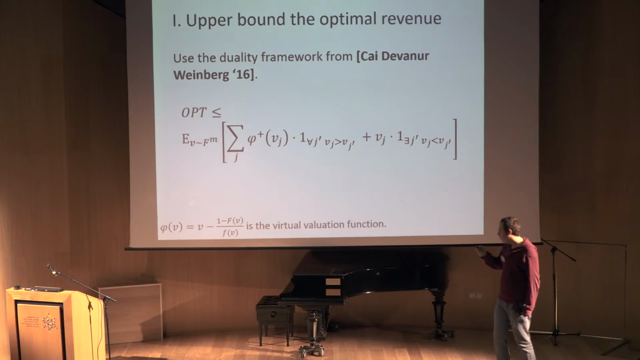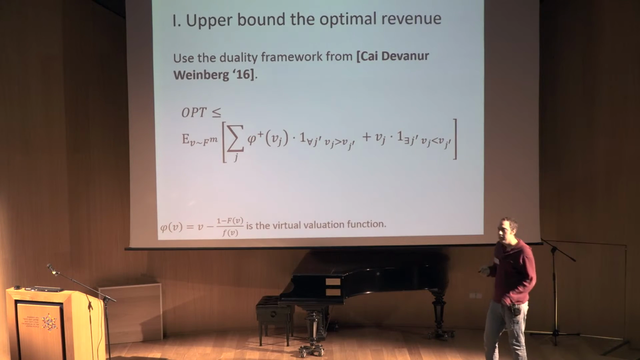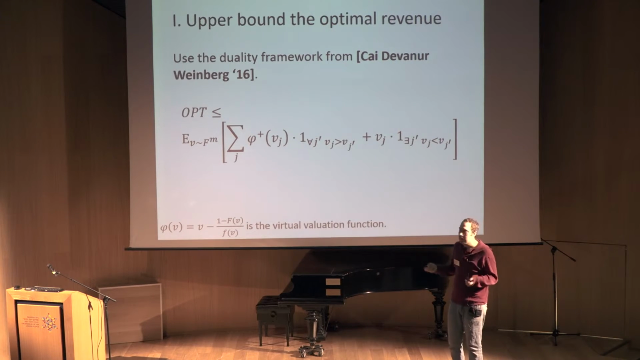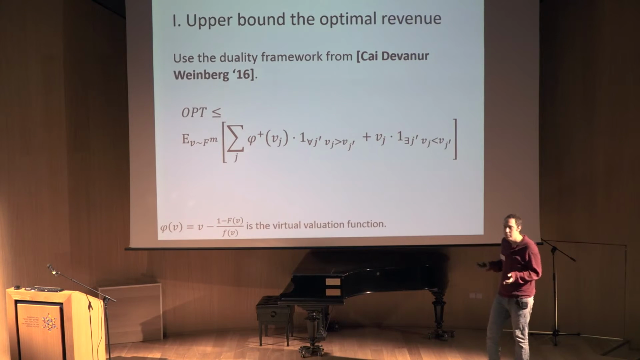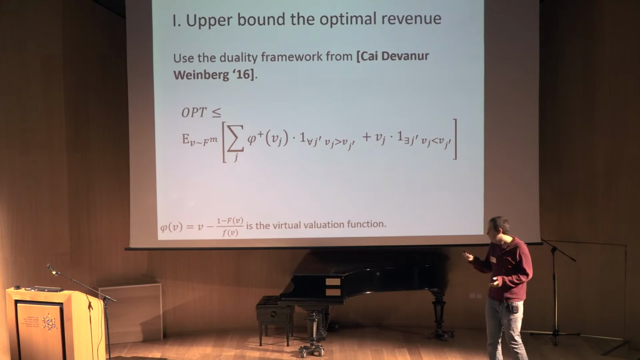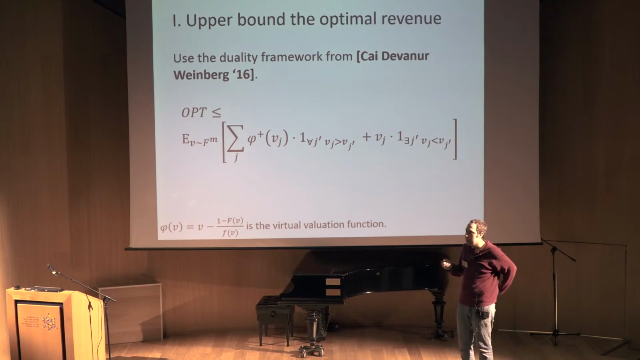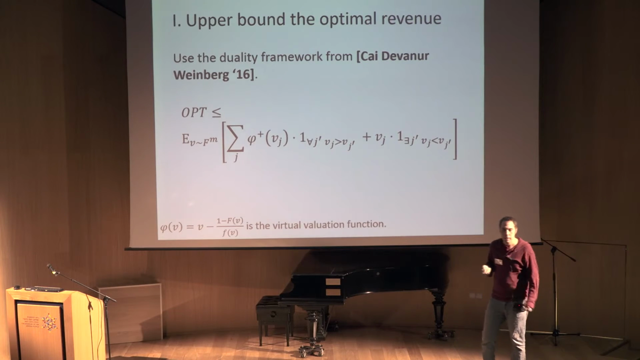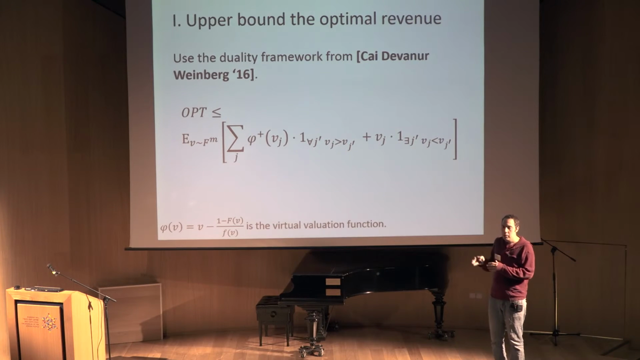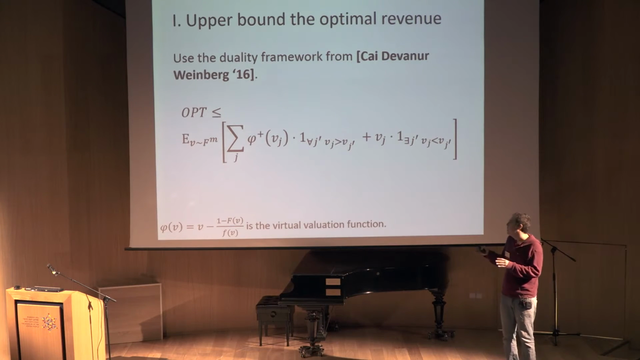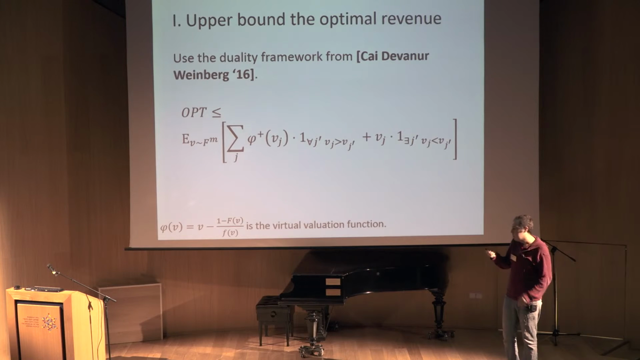Okay, so the first step: upper bound the optimal revenue. As we discussed throughout the day, the optimal revenue is not well understood. It's a really weird creature. But recently, Cai, Devanur, and Weinberg gave a real nice framework to give upper bounds to the optimal revenue. So without going into too much detail, what they do is they formulate revenue maximization as an LP, take the Lagrangian dual, and then some smart instantiations give us meaningful upper bounds.